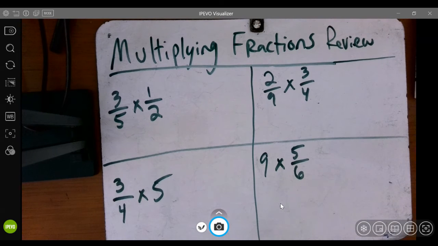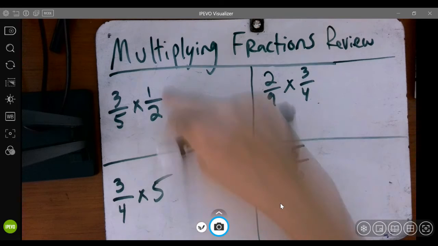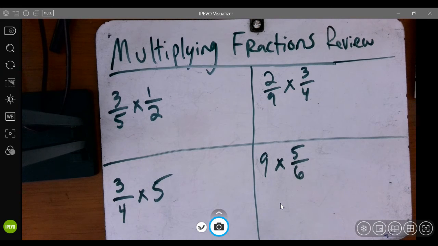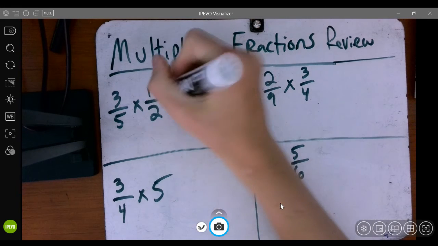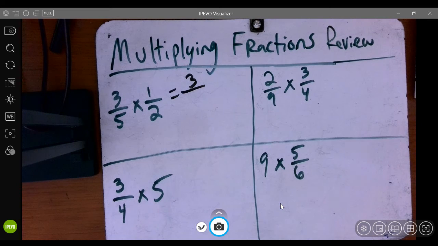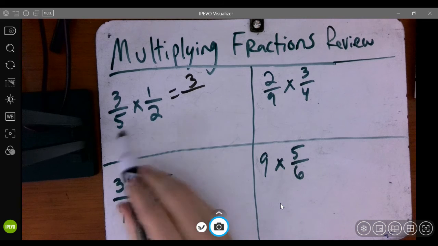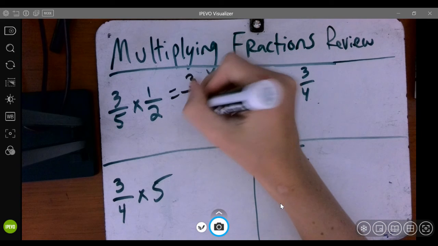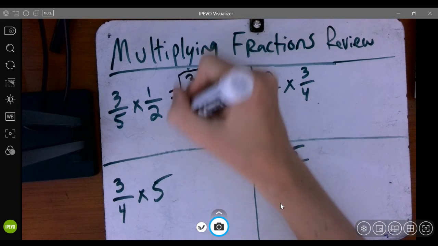So the first thing we're going to review this week is how to multiply fractions. When you are multiplying two fractions, you need to multiply the numerators, so 3 times 1, and that's going to give you the numerator of your answer. And then you also multiply the denominators, so 5 times 2, which will give you the denominator of your answer.